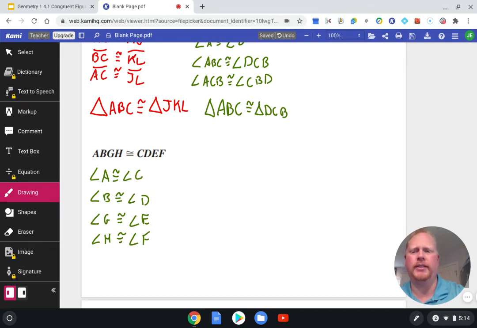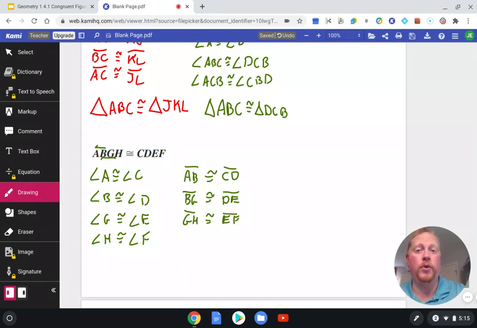So now let's go ahead and do the sides. So I'm going to start with side AB. And you probably picked up on this already, but if I use the first two letters, then I got to use the first two letters in the other one. So CD. If I do BG next, the two middle letters, I got to use the two middle letters over here. So DE. The last two letters are GH. So GH is going to be congruent to EF.